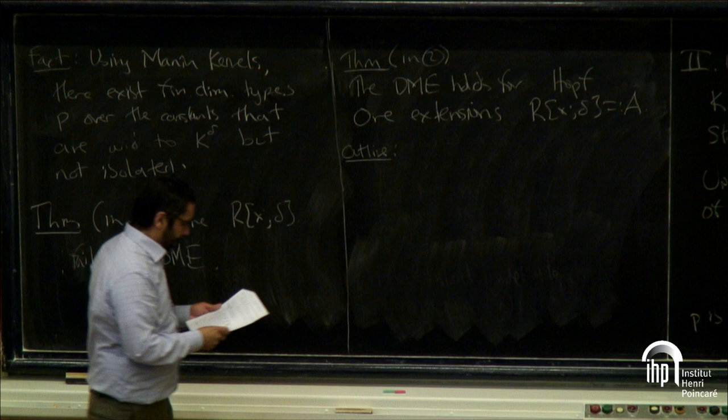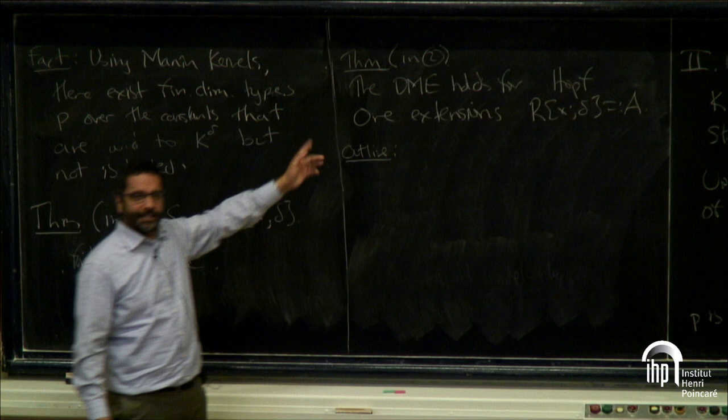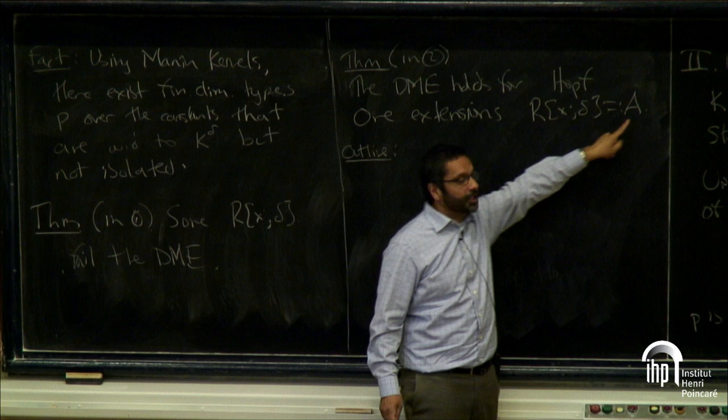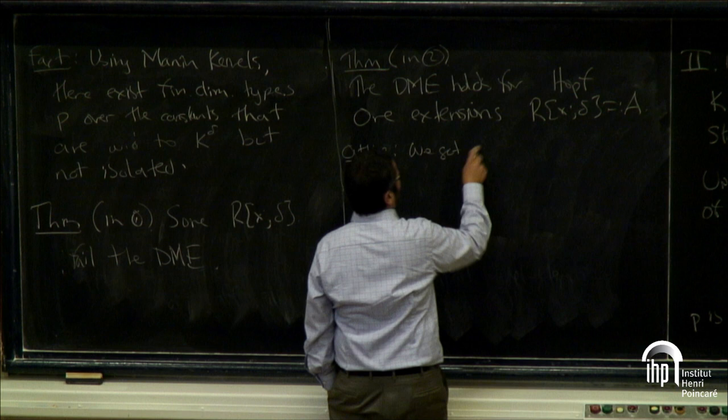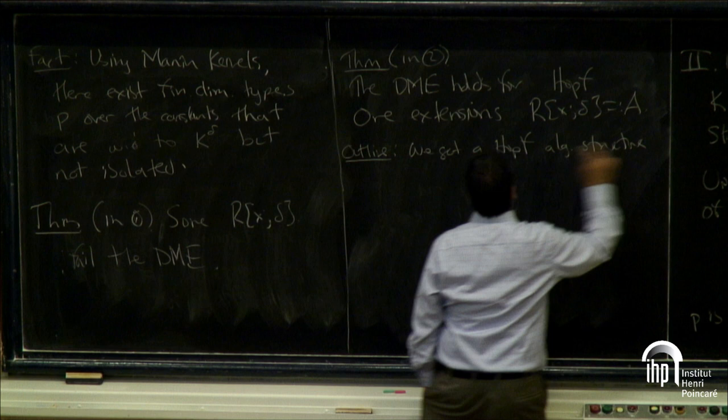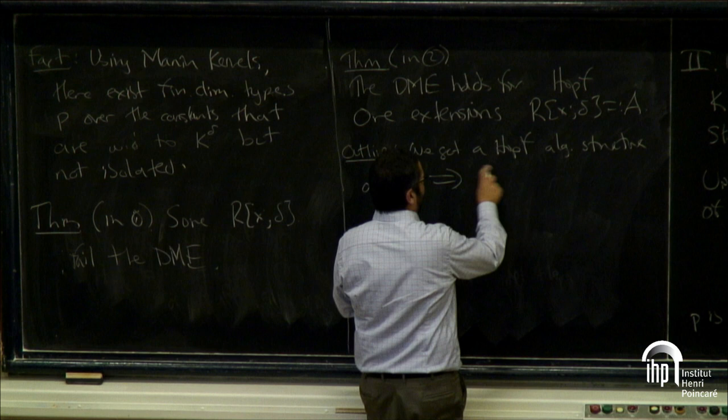And let me give, I guess even calling it an outline is too much, a few of the ingredients. So first of all, I haven't defined what Hopf means. What Hopf means is simply that there is a Hopf algebra structure on A, which extends some Hopf algebra structure on R. Now I'm in the commutative world, so this just means that R was actually the coordinate ring of some affine algebraic group.